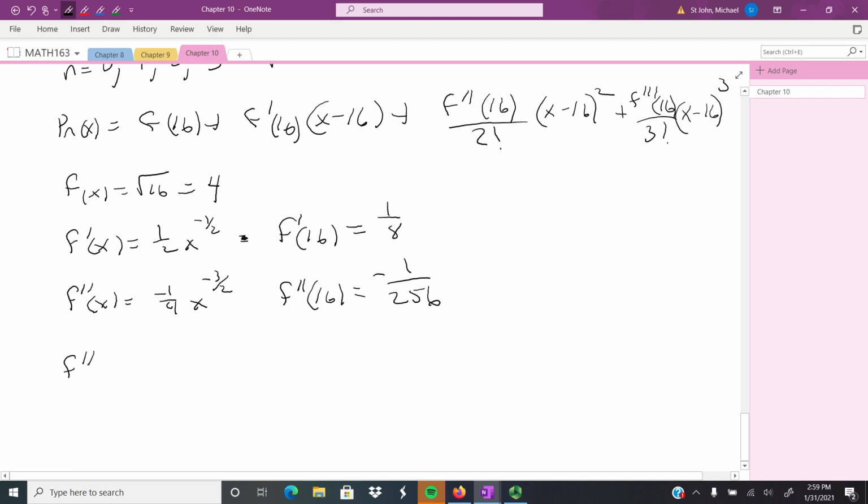And then the third derivative is going to be 3/8 x to the minus 5/2. And so the third derivative evaluated at 16 is going to give us 3 over 8,192.